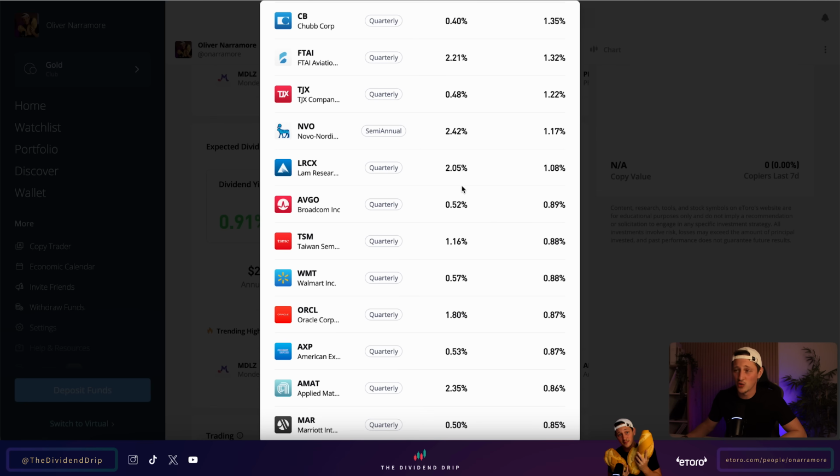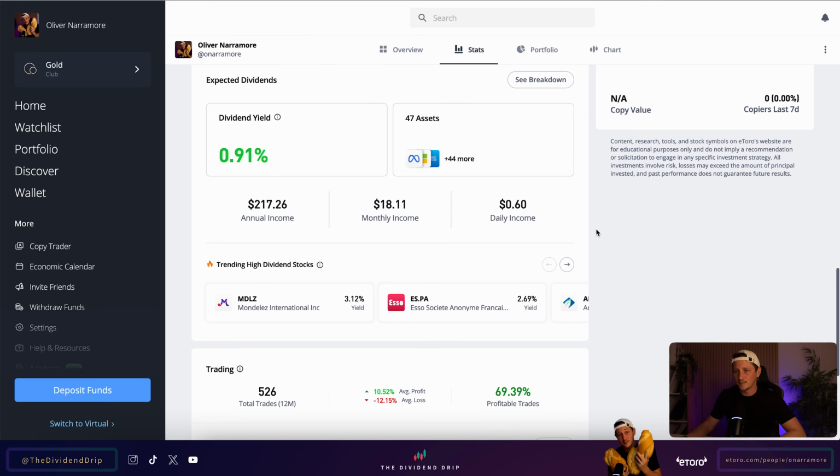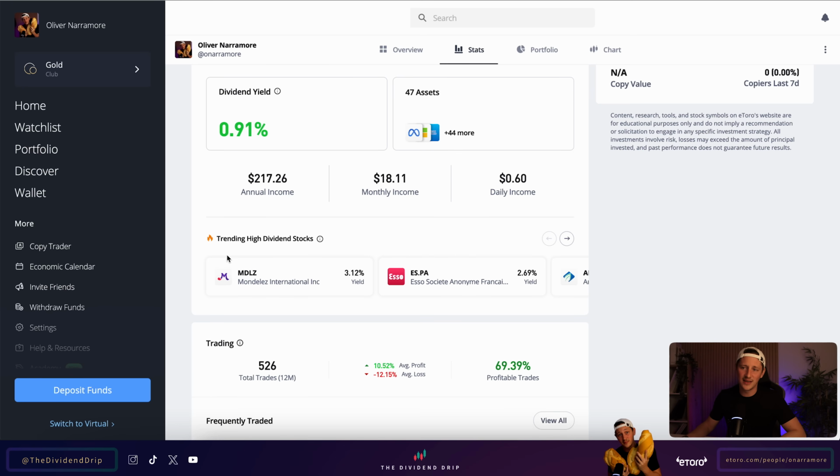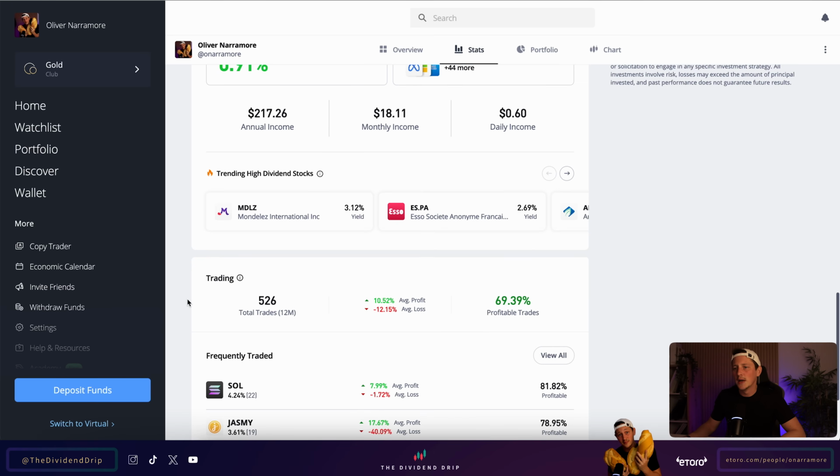That's the usual. So from here, you've got your annual income and you've got your monthly income and your daily income. Don't know why they want to break it down that much, but fantastic. Why not? And you've got some trending dividend stocks that you can invest in. Remember, try not to go over 5%. Anything over 5% is usually a bit of a red flag. Can they pay out that much all the time? Probably not. So try and keep it at an average of 3 to 5%. 2% is fine as well.